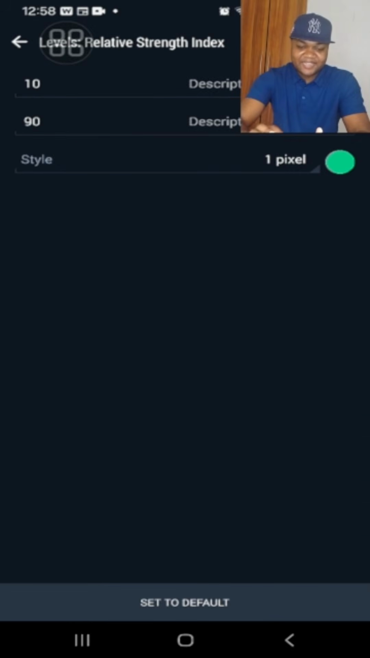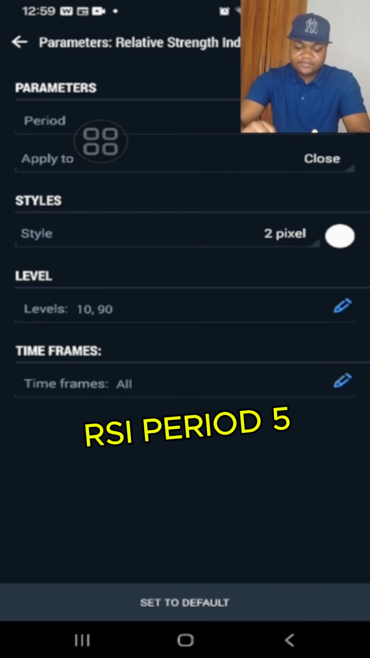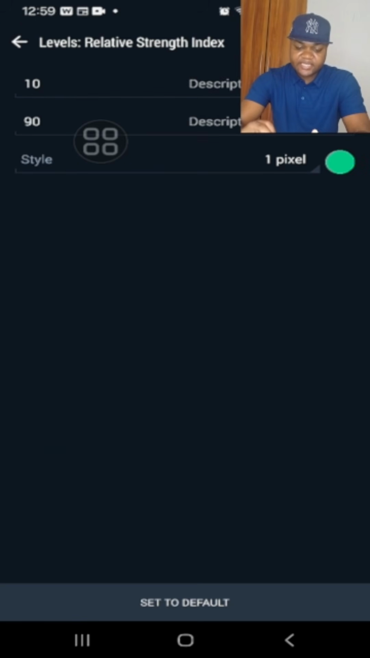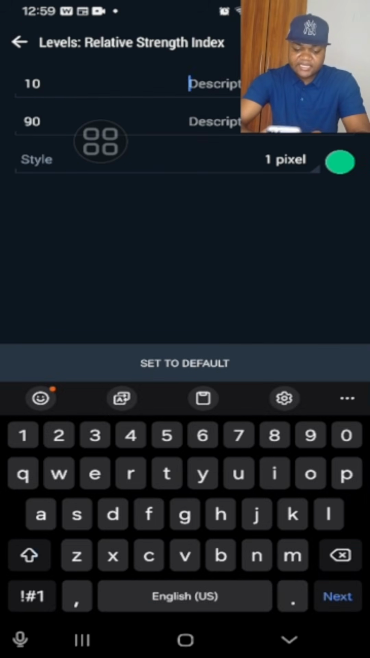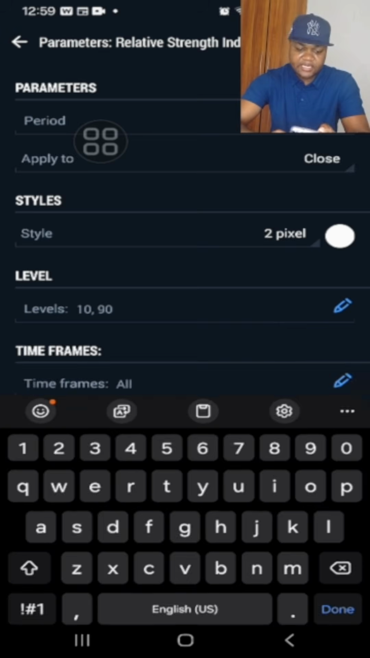Okay, let's quickly look at the settings. These are the settings for the RSI. We have period 5, apply to close, then the style is going to be 2 pixel with the color white. Then the levels: we have level 90 and level 10. On our level 10, this is where we are going to be buying. On our level 90, this is where we are going to be selling. So sell at these levels.